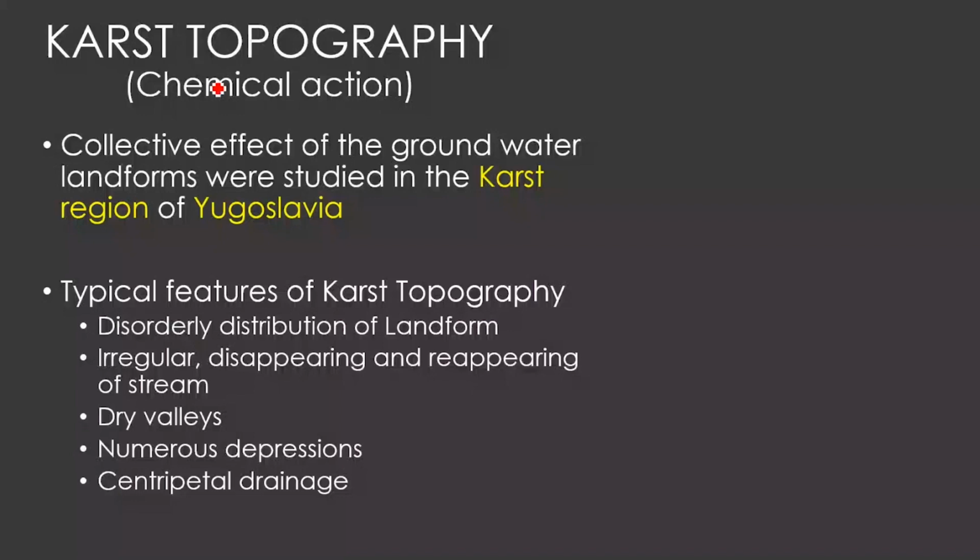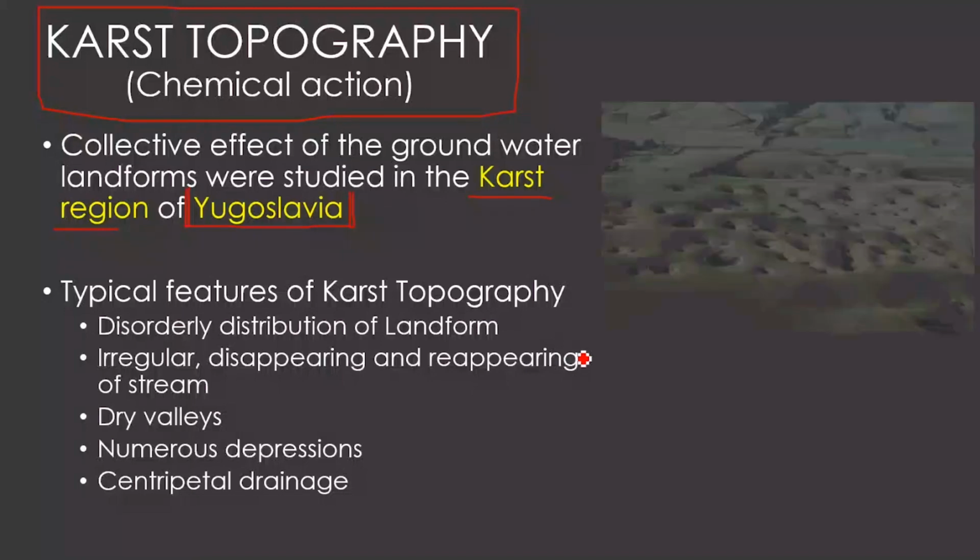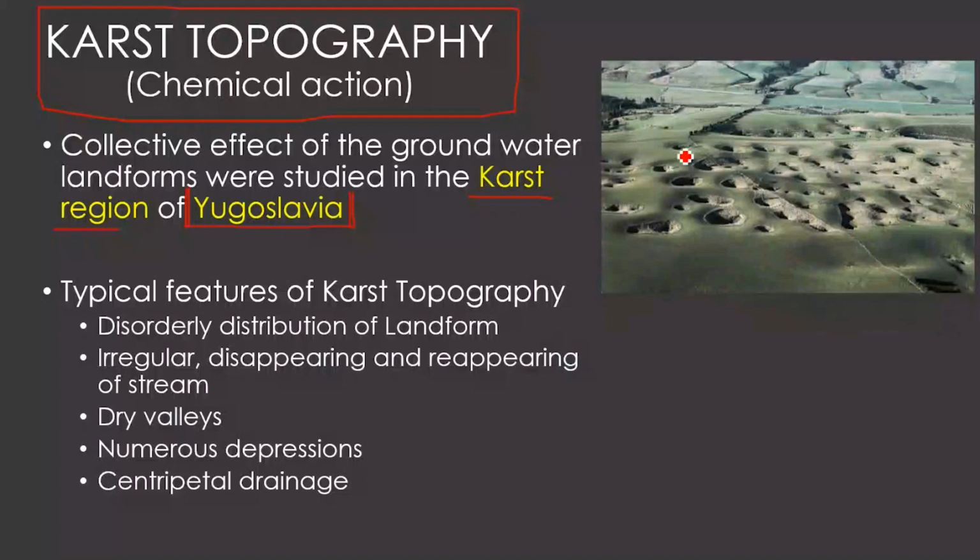Why is it called karst topography? Because a complete picture of the features produced by groundwater is studied in a particular region called the karst region in Yugoslavia. Okay, so that is the type section. We call it the type section of karst topography, where we will find all the details of the groundwater erosional features. For example, if you see this image, you will be able to see some kind of depressions in it.